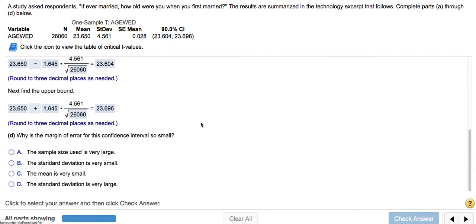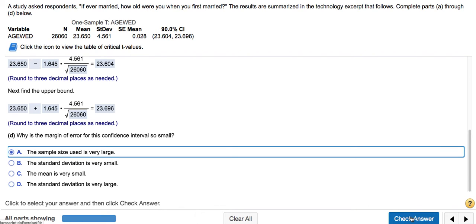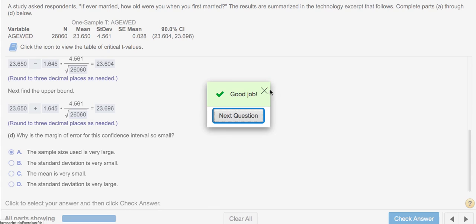And the last thing here is, why is the margin of error for this confidence interval so small? Which it is a pretty small value. And between these options, I think the one that makes the most sense would be the sample size. This is quite a large sample, so that would definitely reduce the amount of error. And I'll check my answer. And that is it for this problem.